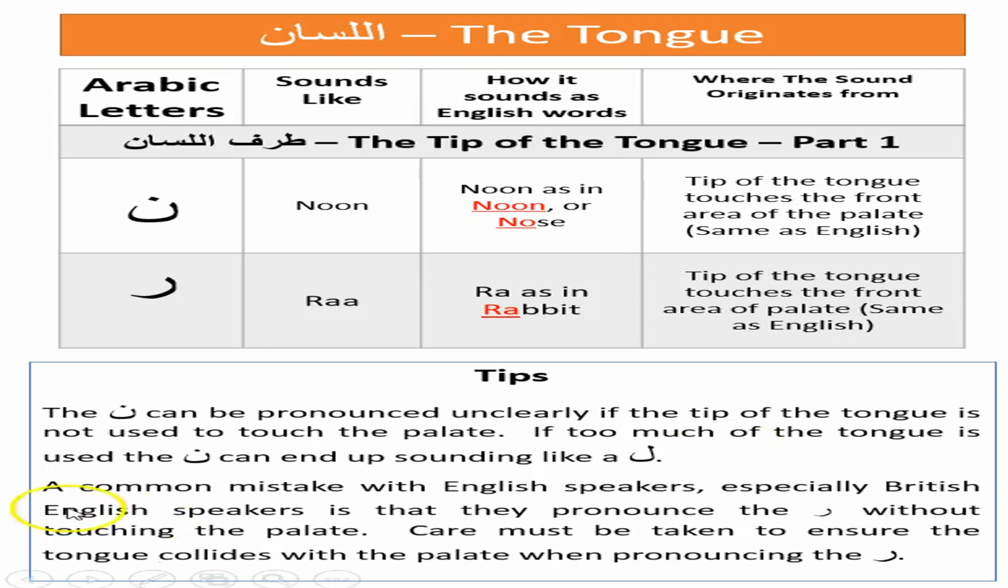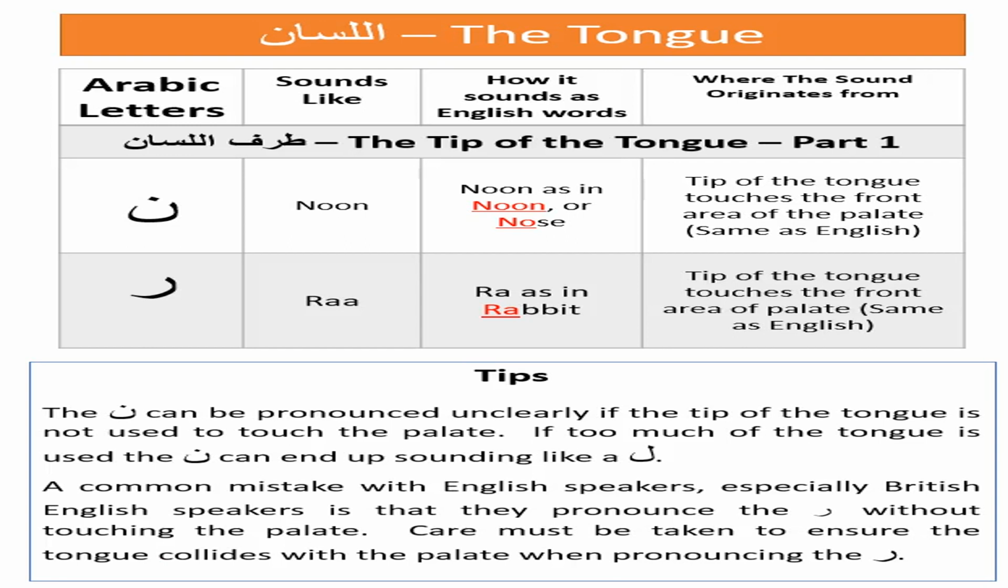Now, a common mistake with English speakers, especially British English speakers, and I am a culprit here, is that they pronounce the Ra without touching the palate. So in British English, when we say any letter Ra which is not being pronounced as the first letter, we don't touch it at all. So instead of saying better, like American English, better, we say better, better. So there's nothing touching anything.